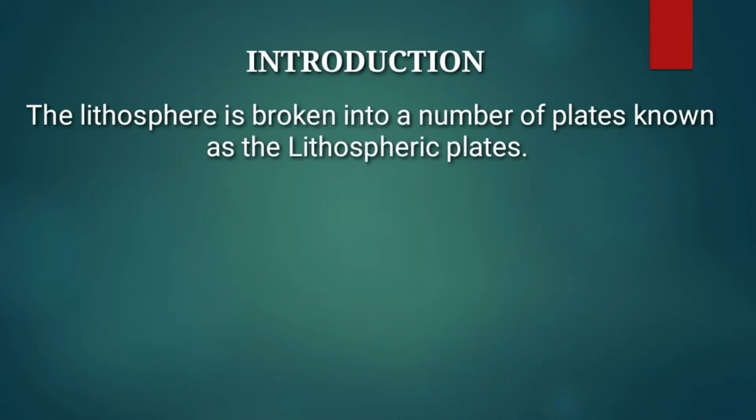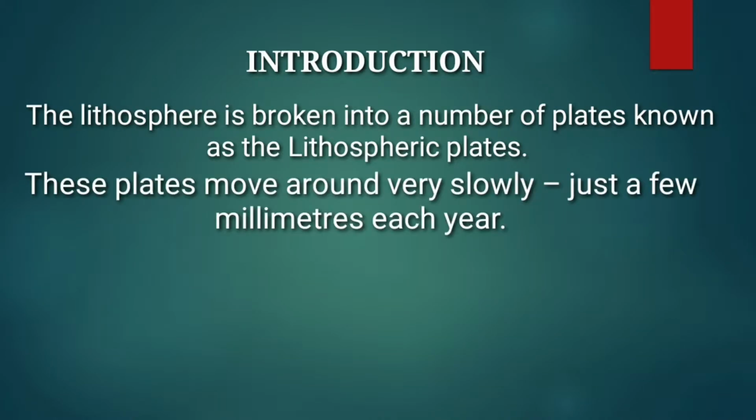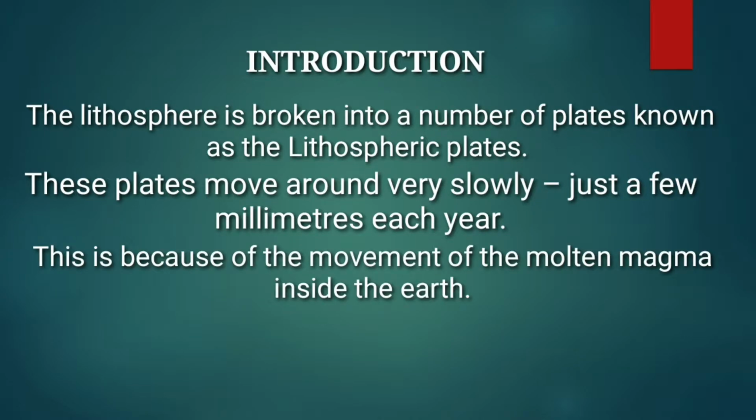The lithosphere is broken into a number of plates known as the lithospheric plates. Lithospheric plates are large and small, rigid, irregularly shaped plates which carry continents and the ocean floor. You'll be very surprised to know that these plates move around very slowly, just a few millimeters each year. This is because of the movement of the molten magma inside the earth.